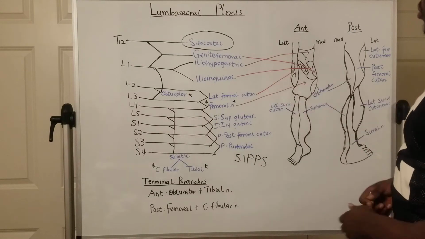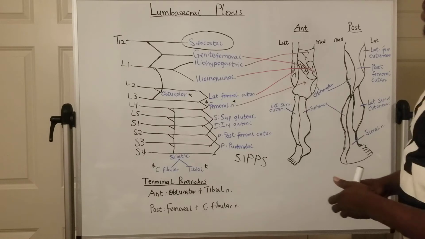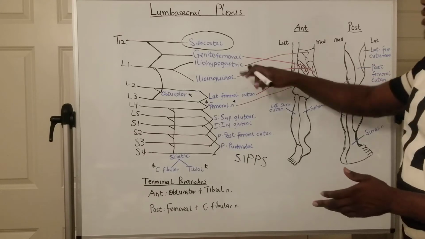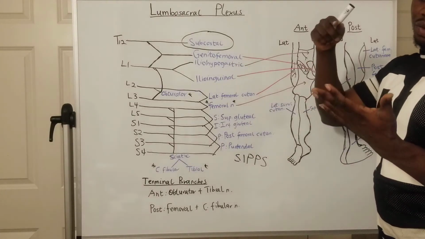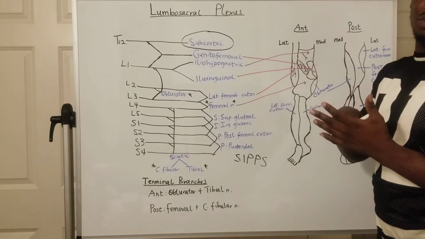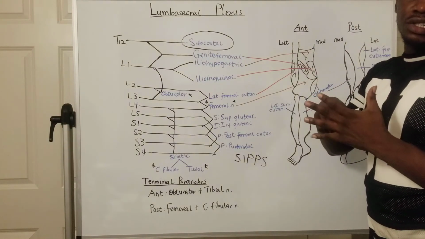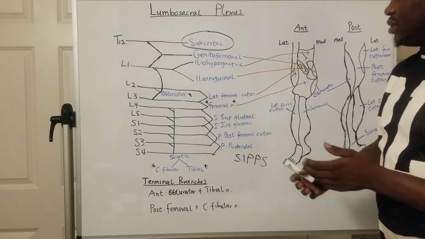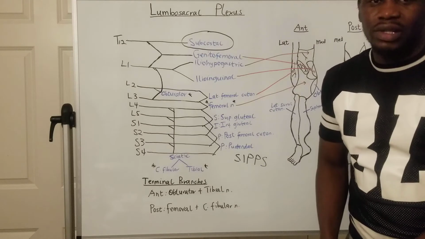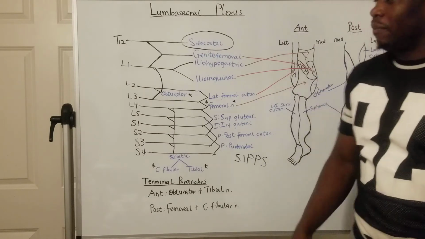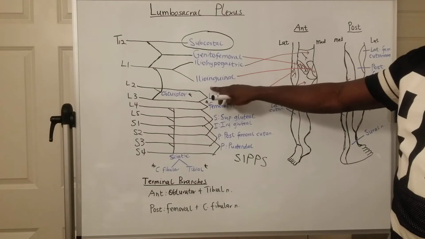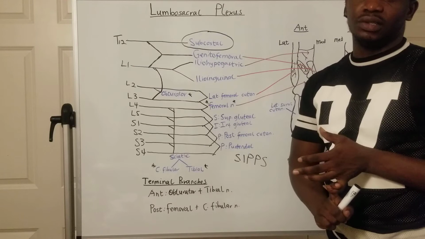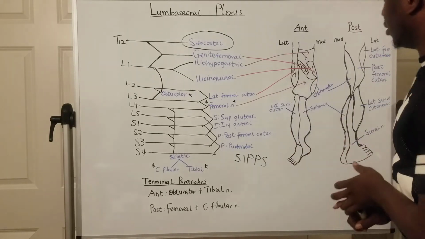We have the iliohypogastric and the ilioinguinal. Remember both of them are L1. Actually, when you see iliohypogastric, look for the transversus abdominis, because usually it pierces the transversus abdominis muscle. So what does it supply? Despite the fact that it provides sensation to the anteromedial surface of the thigh, both the iliohypogastric and the ilioinguinal provide motor innervation to the internal oblique muscle and the transversus abdominis muscle.